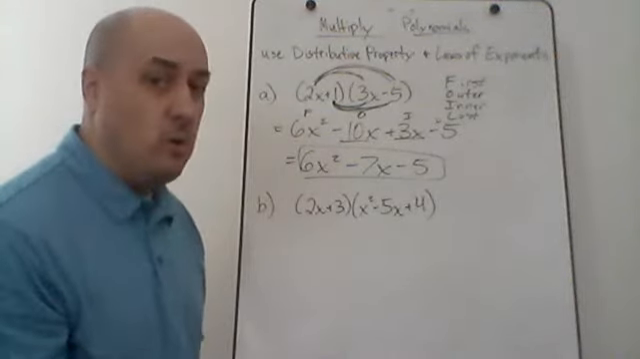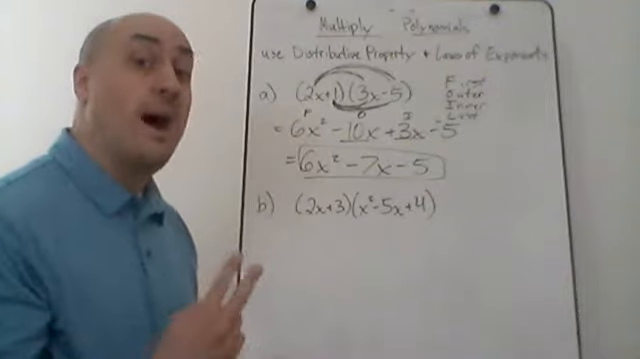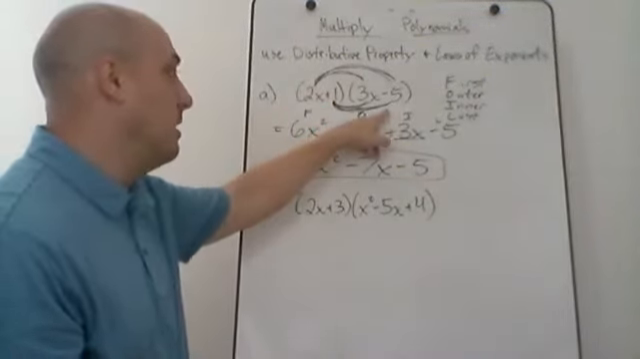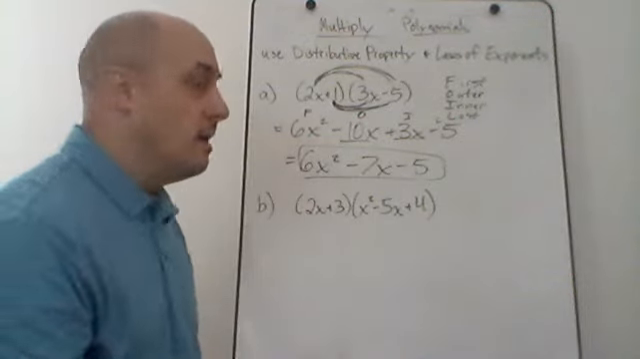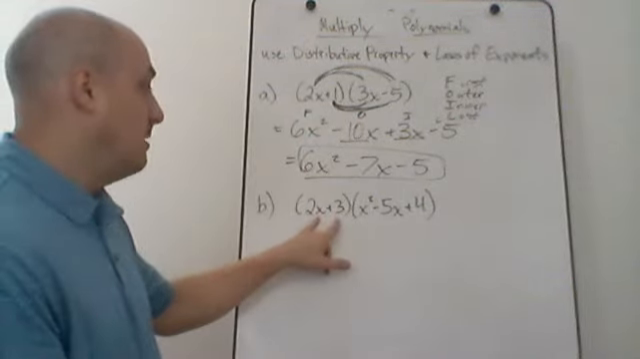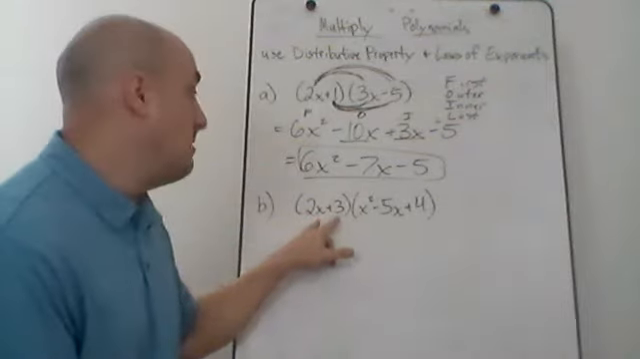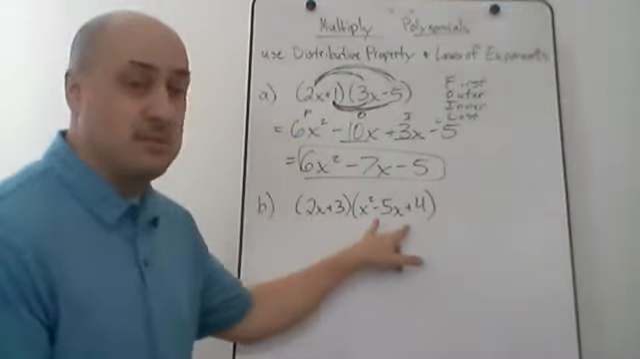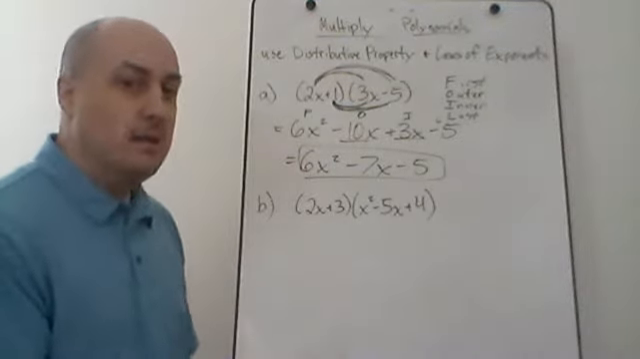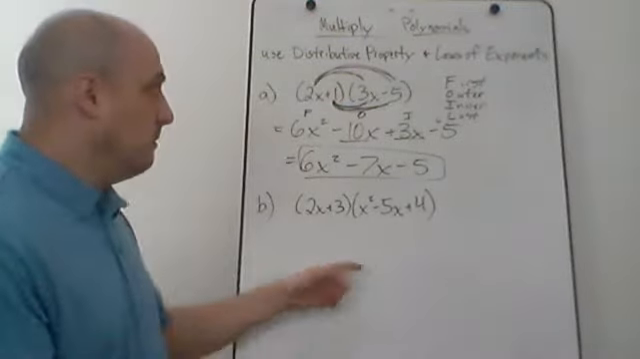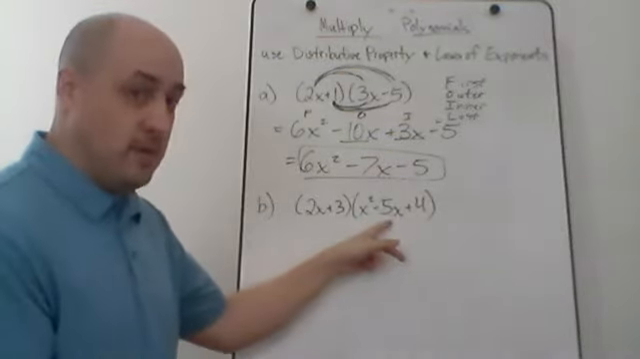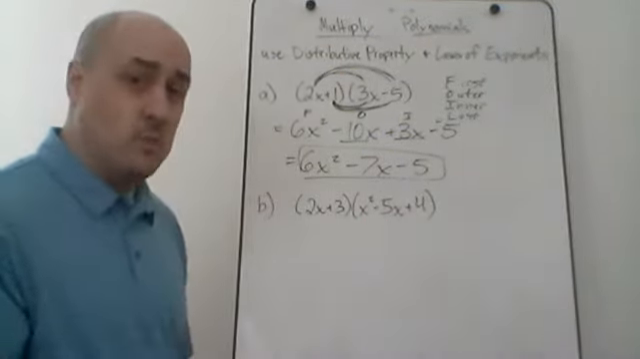Now the FOIL method though only works if you're multiplying two binomials together, right? This one has to have two terms, this one has to have two terms, then the FOIL method works, right? But what if you have something like example B, right, where we have a binomial 2x plus 3, but then we have a trinomial, right? We have three terms here, x squared minus 5x plus 4. Well, when you have something like that, the FOIL method doesn't apply because we have more than just the inner and outer terms here. We have this extra one in the middle. So FOIL doesn't actually work here, right?